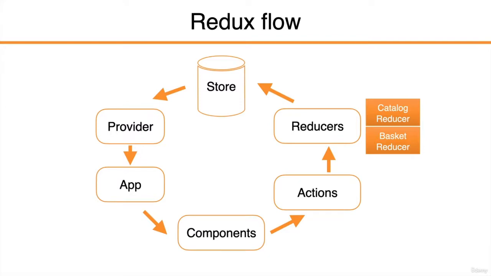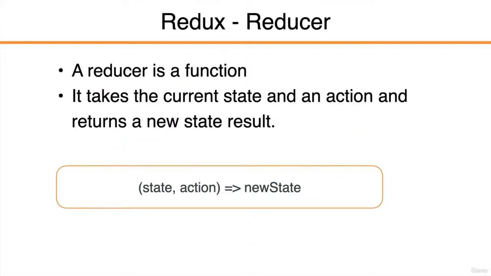It's all one way. So if we want to make a change to a state in the store, then we have to dispatch an action to that store. Now, our store is going to have reducers, and the reducer is really just a function. A reducer function takes the current state, whatever's in our store, and an action, and then it returns a new state result. That's what we're doing when we dispatch an action and we update the store. We're creating a new state result that then gets passed down to our app and then the components.